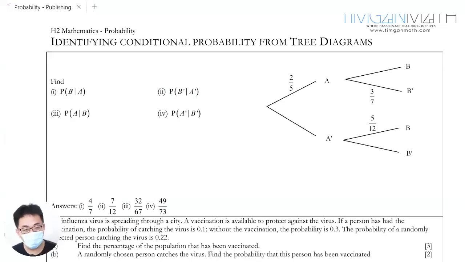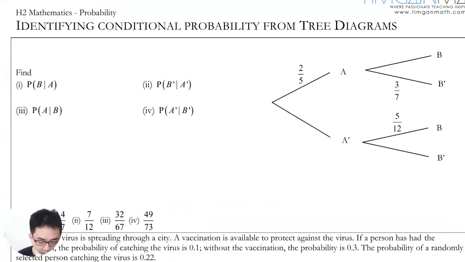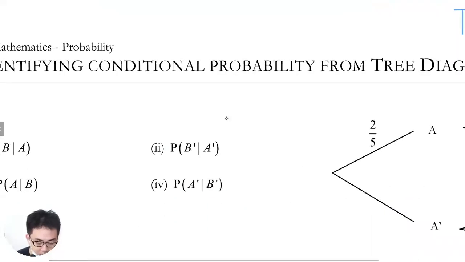So okay, from last week, what we talked about was conditional probability on tree diagrams. So let's just do it quickly right now. Just in case you are not aware, there are two ways of drawing a tree diagram. One is when you start with A first, and the other one is start with B first. So that is the main thing.